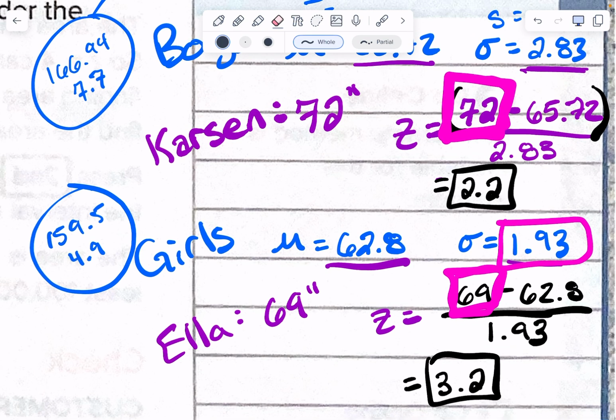Oh, 2.83. Okay. These are 16-year-olds, by the way. Yeah, these are 16-year-olds. So, boys, you're 72. Girls, you're replacing the 69.